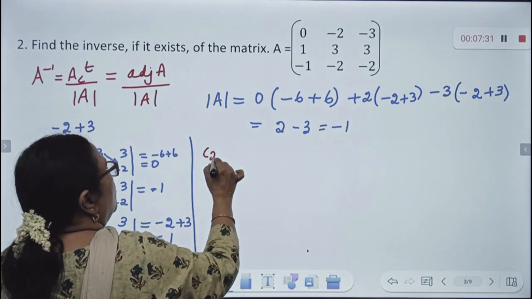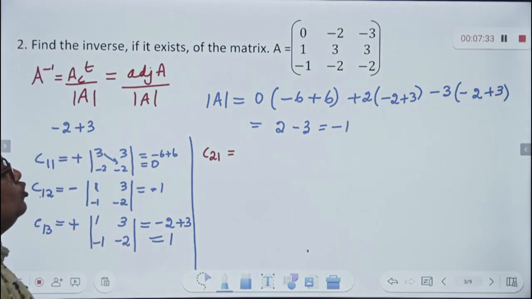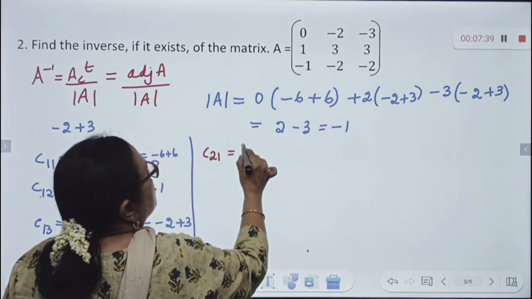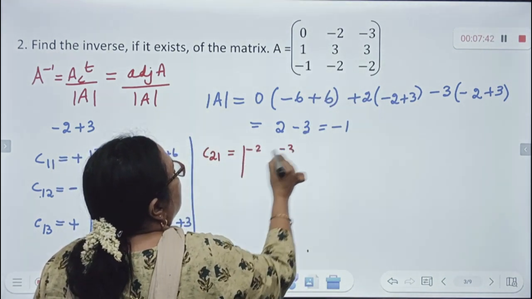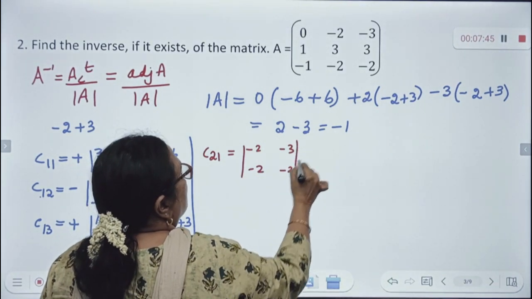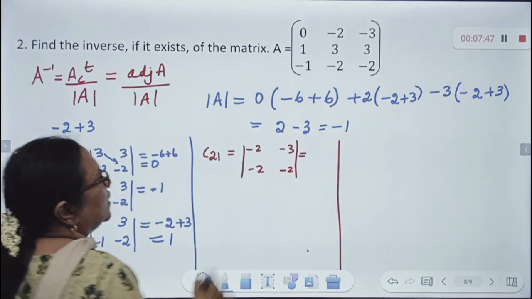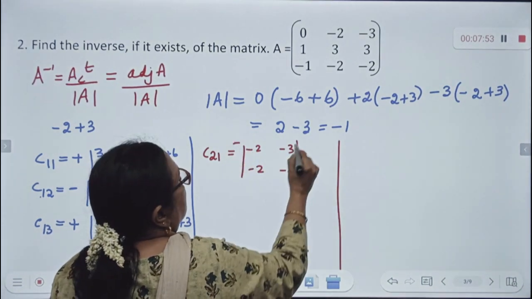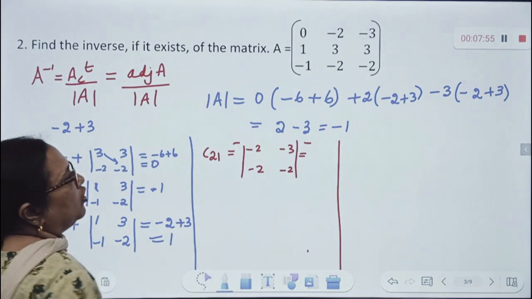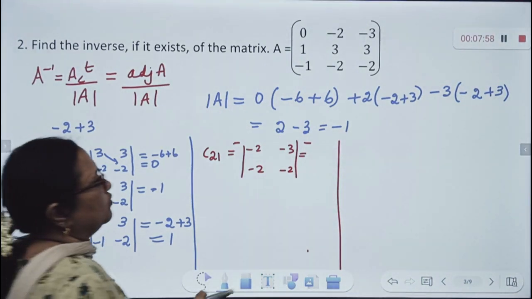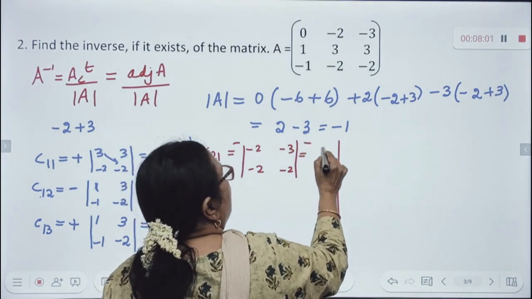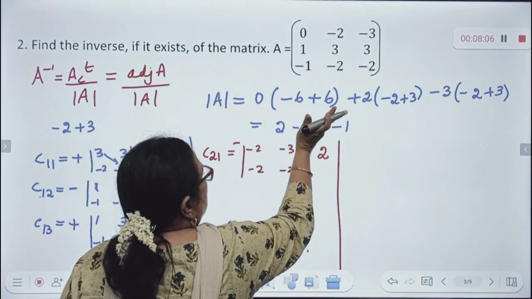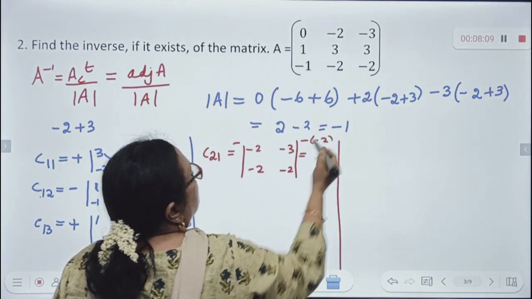Next, C21. C21 means second row, first column. So leave out that column and row. So I am left with minus 2, minus 3, minus 2, minus 2, which is equal to 4 minus, I have to change the sign. So minus of this. This is 4 minus 6, minus 2. Minus of minus 2 is plus 2.